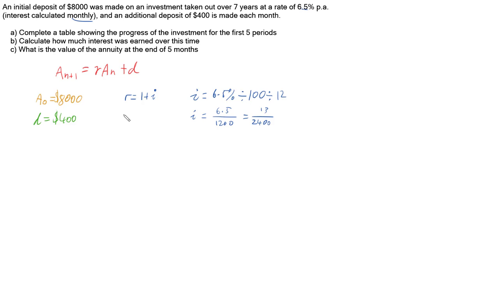And so our R is going to be 1 plus that interest rate. I'm just going to use the unsimplified one. I know I shouldn't, but I'm going to. So that's going to be the R we're going to use. And we're just going to leave it like this, because it's easy enough to put into our calculator anyway.